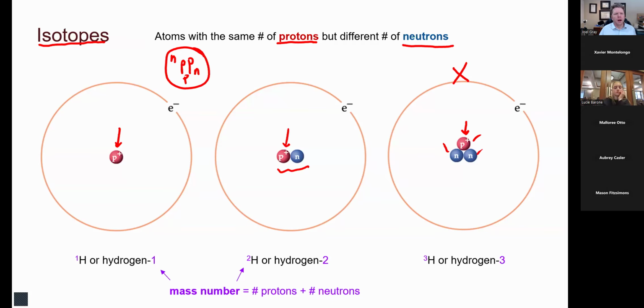5. Okay. What about this one? P, N, N, N, N. What's the mass of this nucleus? Right here. It's also 5.